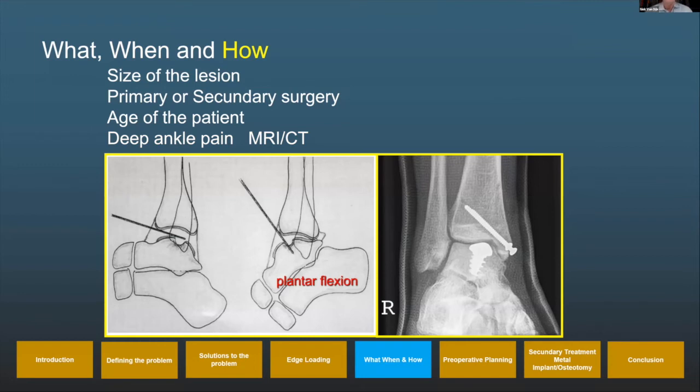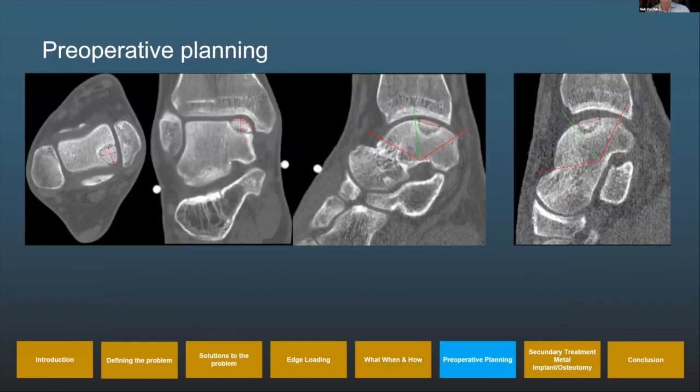It can either be with distraction. If we do a bone marrow stimulation, I prefer to bring the foot in plantar flexion and treat the defect from the front. But you can also do it by arthrotomy, or if the lesion is very posterior, by posterior approach, or by a medial malleolar osteotomy approach if you have to do an OATS, or if you have to do a metal implant. Preoperative planning.